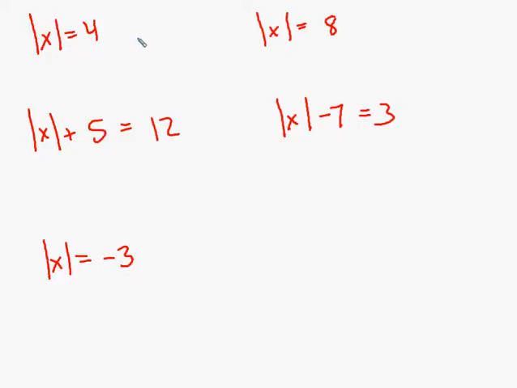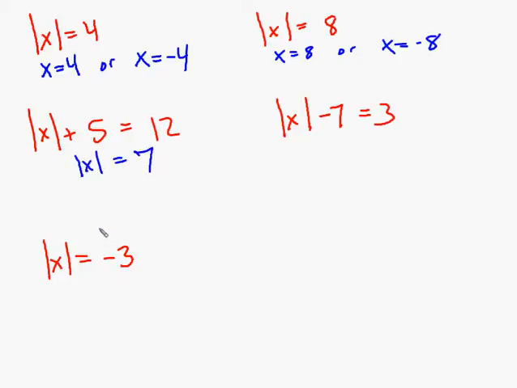Alright, let's do this first one. What could x be? 4. X could be 4 or -4. Pretty easy, right? And what about this next one? 8. It could be 8 or -8. Now what should I do first here? Subtract 5. Okay, so that's going to be an important fact here in a moment. So we get absolute value of x equals 7. So x could be 7 or -7.